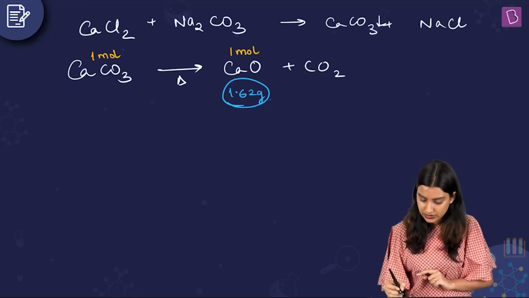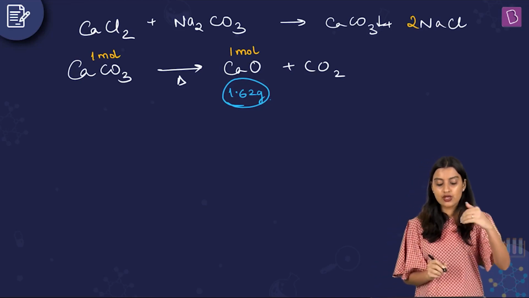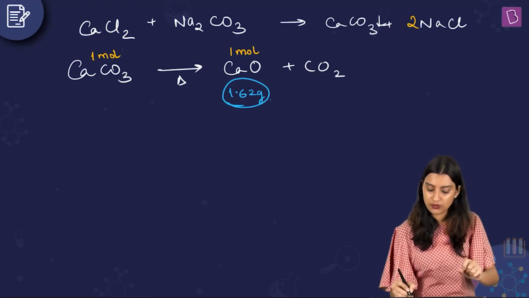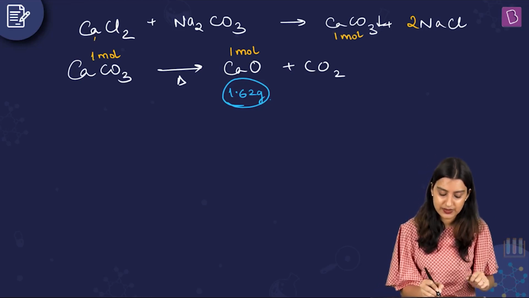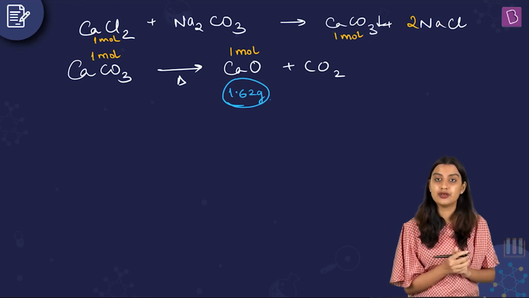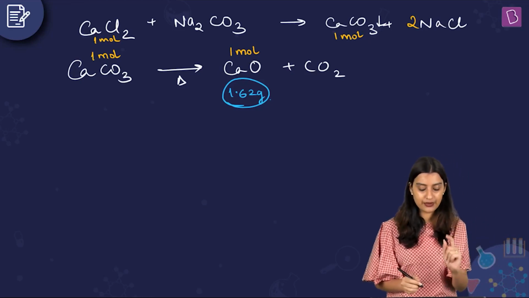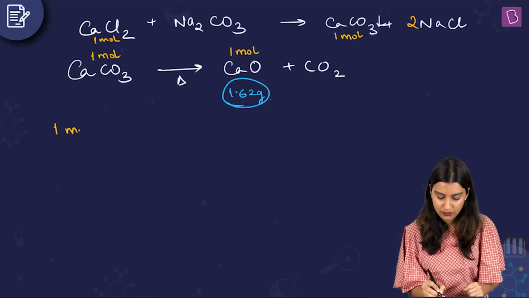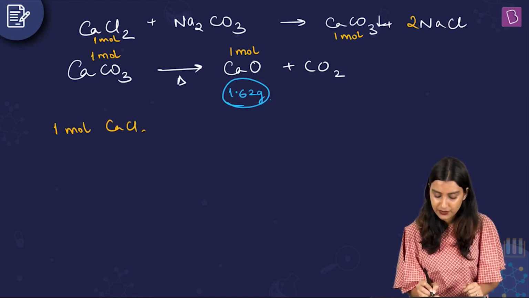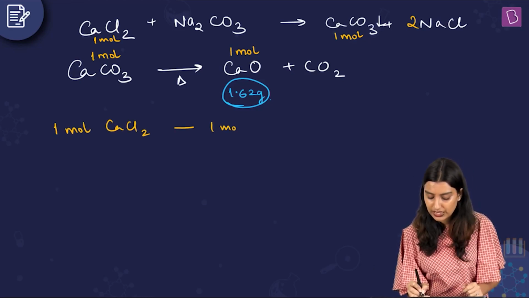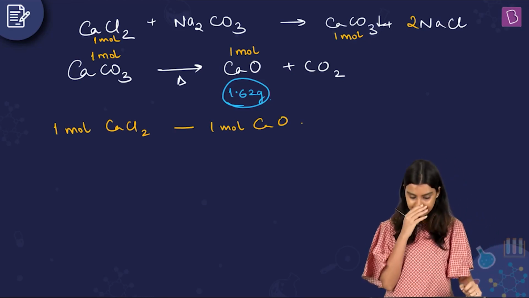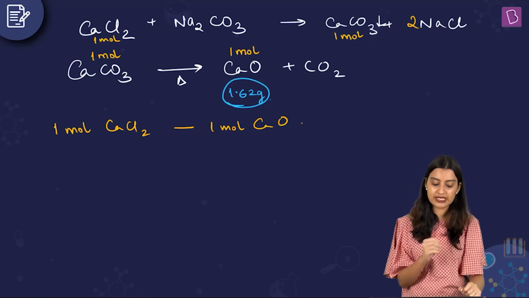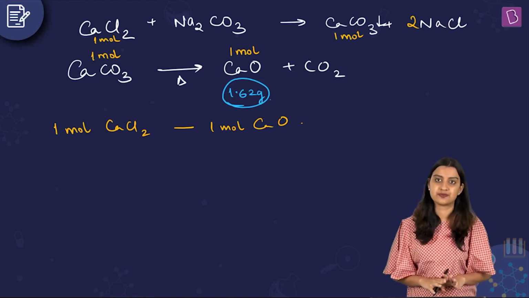For the first reaction, it's now balanced. So I can say that the same 1 mole of calcium carbonate was here, and that 1 mole of calcium carbonate is coming from 1 mole of calcium chloride. So basically at 100% yield, 1 mole of calcium chloride will give me 1 mole of calcium oxide after following the entire scheme of reaction, correct? Now I'll convert this to weight.